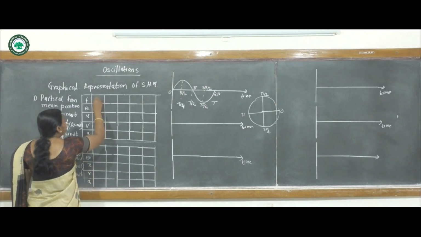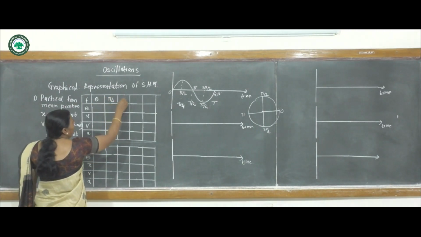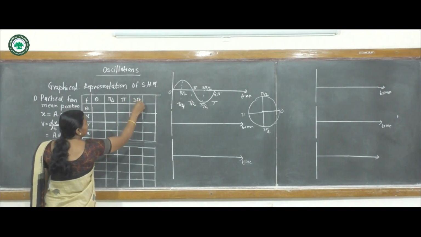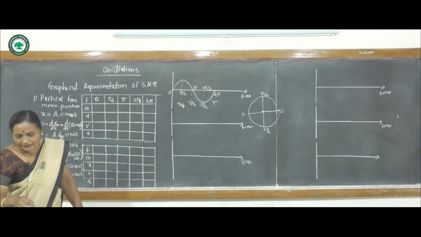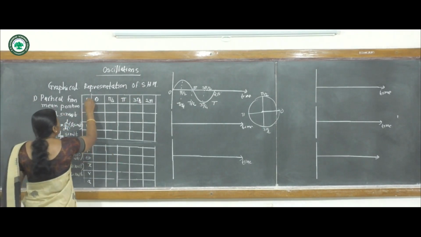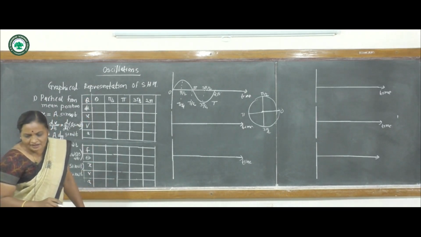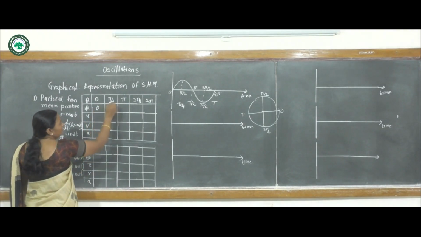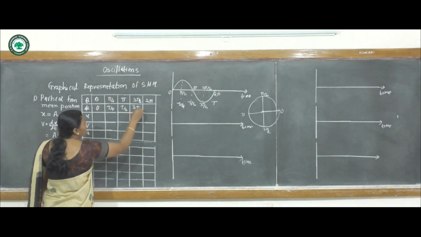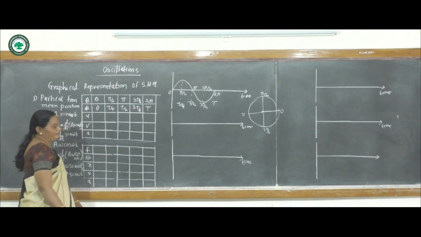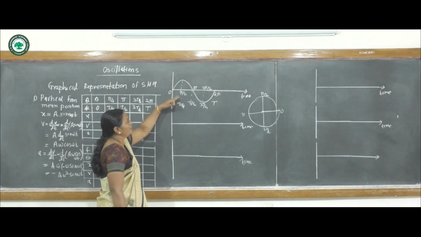Theta here, then it is 0, π/2, π, 3π/2, 2π. Now the period: here this angle is theta, and we consider the period here. The periods are, first 0, then T/4, T/2, 3T/4 and T. From this we can see the value of angle and time.